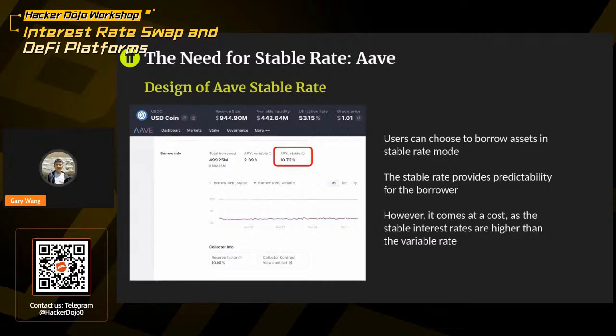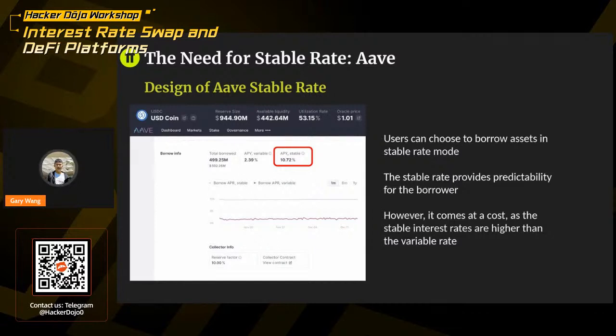So Aave has made a first attempt to design a stable rates market. That is called Aave Stable Rate. As you can see in the left-hand figure, which is a snapshot of the USDC market, besides the variable rate, which is 2.39% APR, Aave provides users with another choice called stable rates. Users can choose to borrow assets in the stable rate mode, and the stable rate provides predictability for the borrower. However, it comes at a cost.